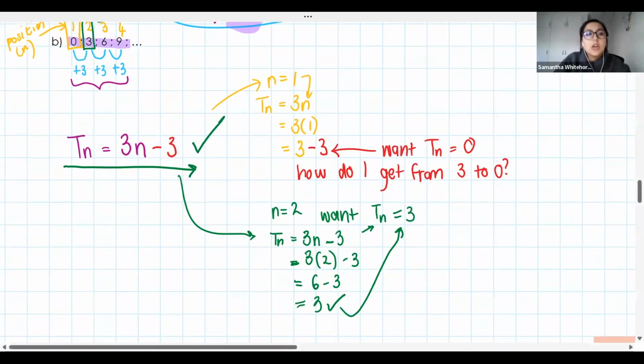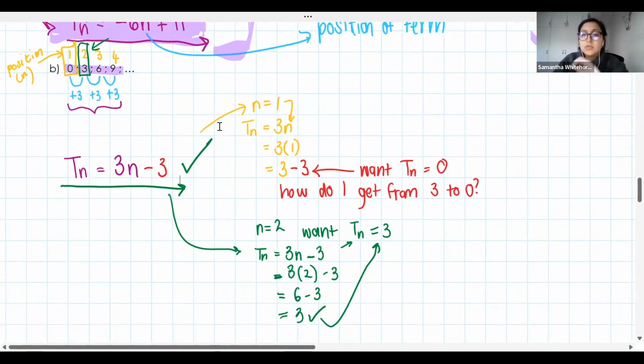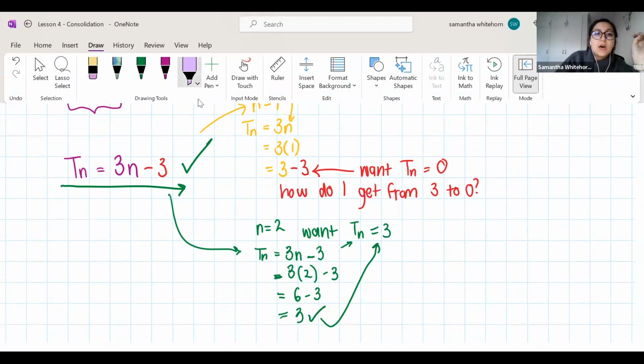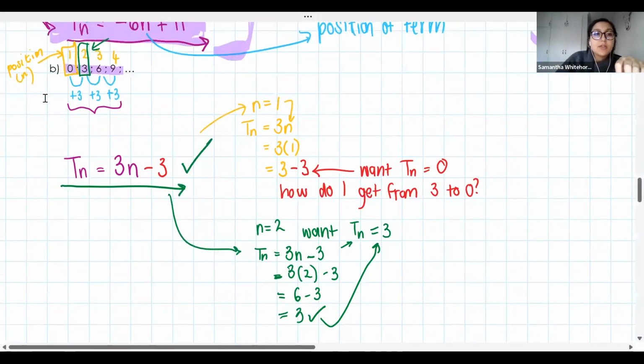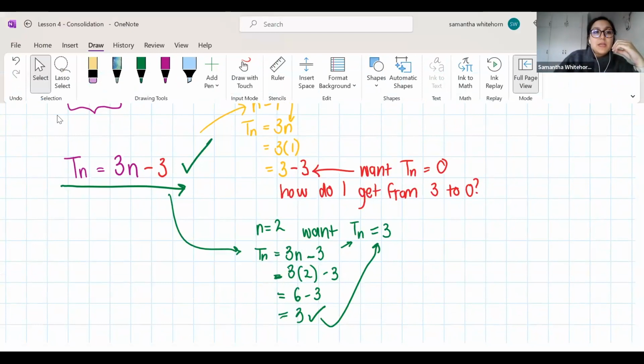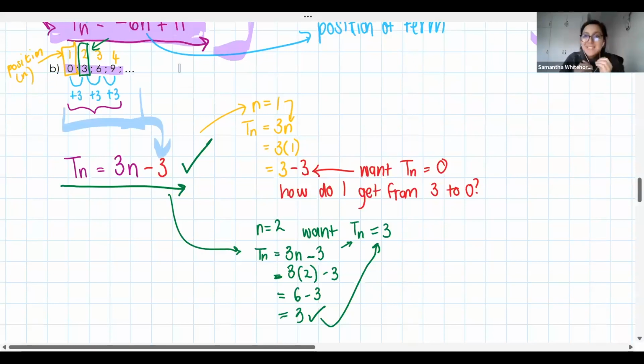Right, so a lot of you had said tn plus 3. Again, really close. You're on the right track. Yes, our rule, if we wanted to describe it in words, is that we are adding 3 each time. Absolutely. But that's not the rule. Our rule needs to take that plus 3 and translate it into an algebraic rule that we can use.